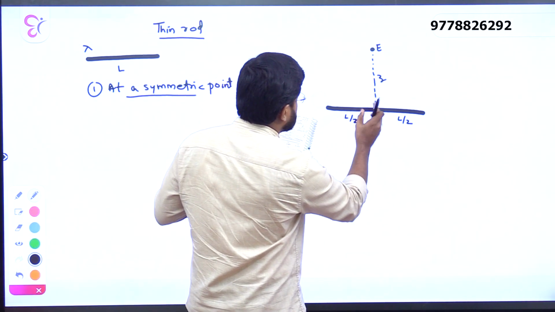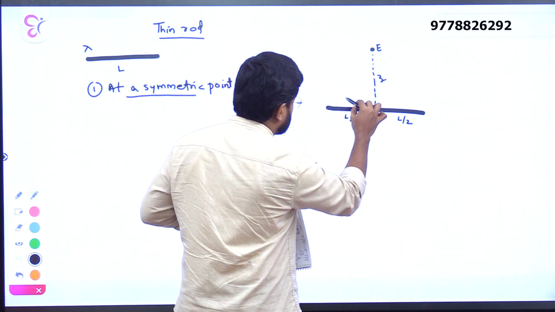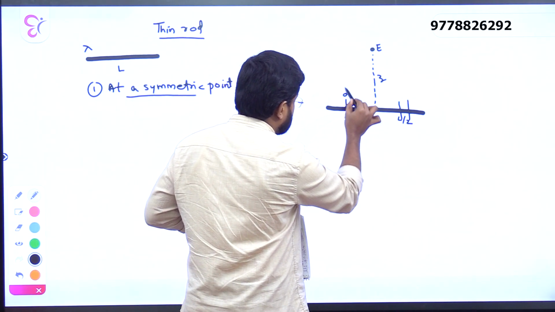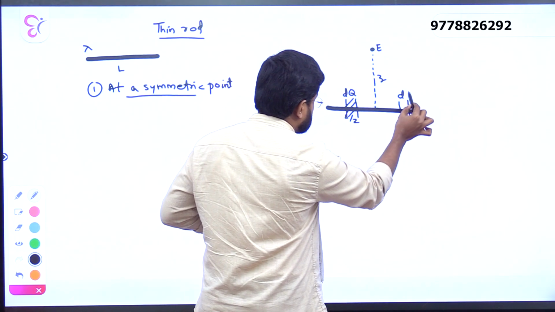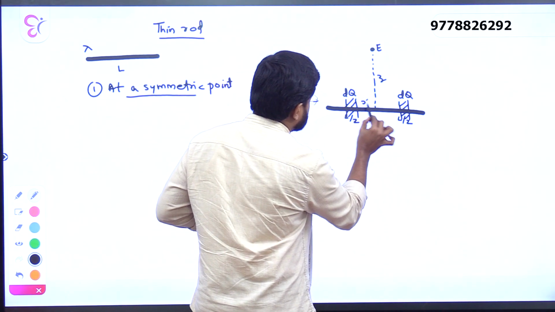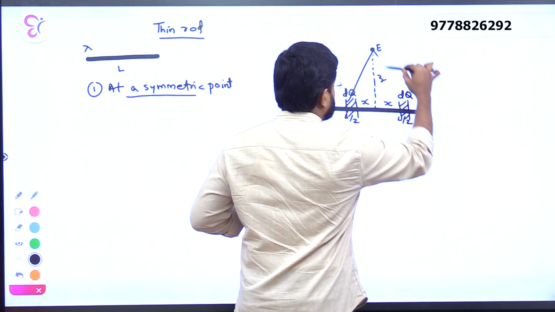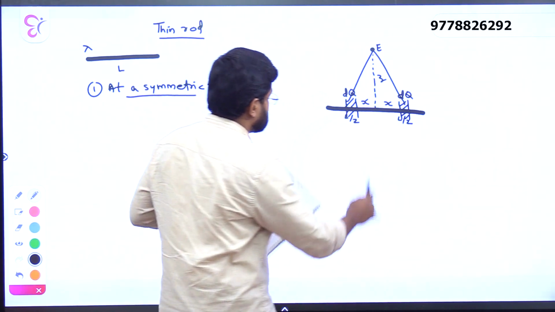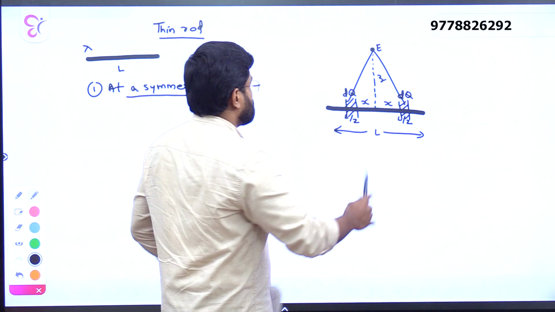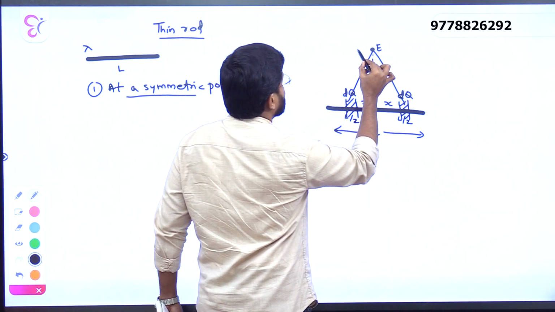Since this point is symmetric to both sides, I have to take two elements. This element has a charge dq, and this element also has a charge dq. This element is at a distance x, and this element is also at a distance x. This is for the total length L. To find the electric field at this point, I have to put a +1 coulomb charge here.